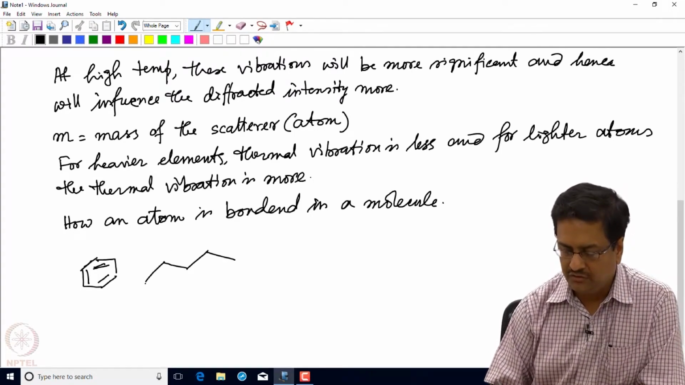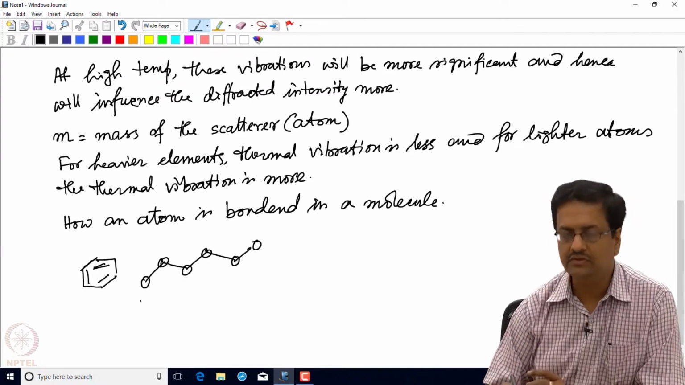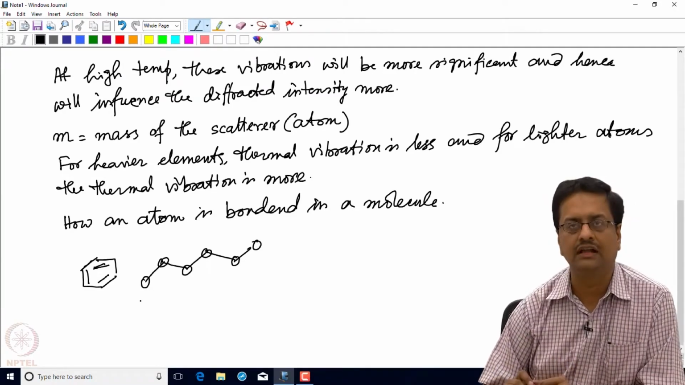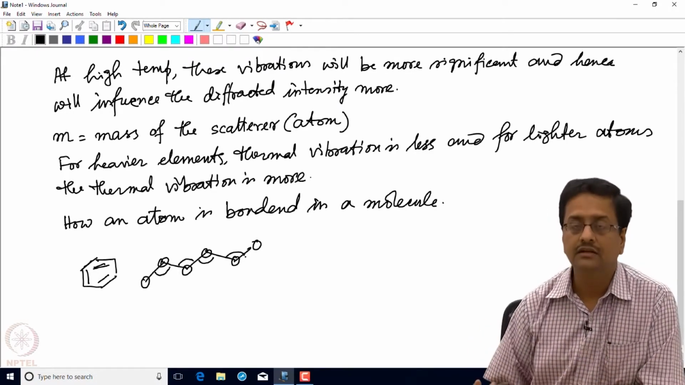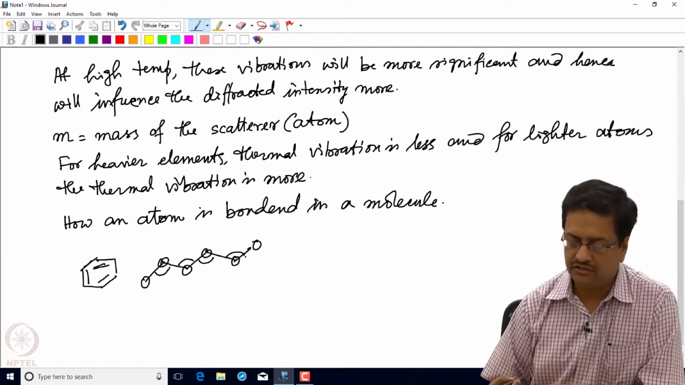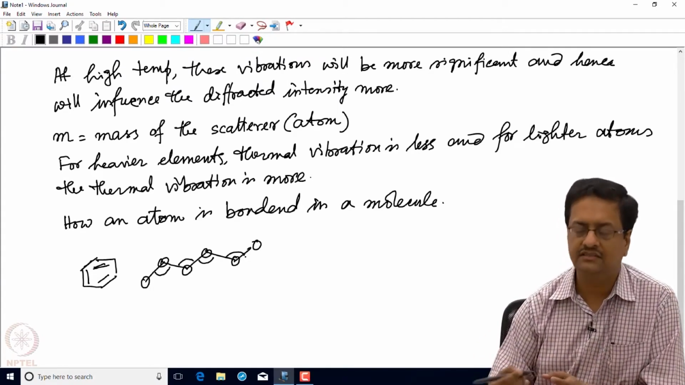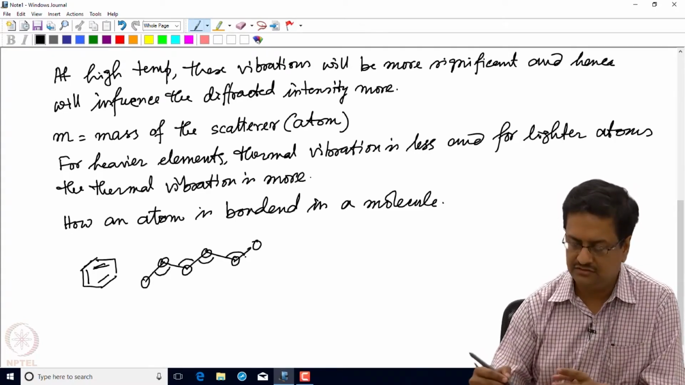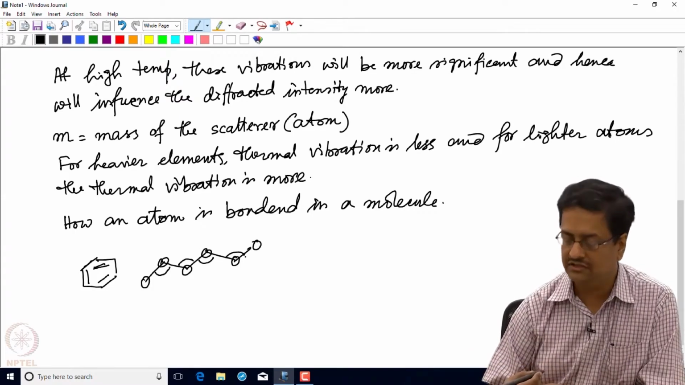While if you have a hexane chain having 6 carbon atoms, they all have a fixed bond length, but they have a flexible bond angle which can change, and you can rotate the bond without breaking or making a new bond. So these bonds are more flexible. As a result, it is possible that these atoms can vibrate more freely compared to the other one.